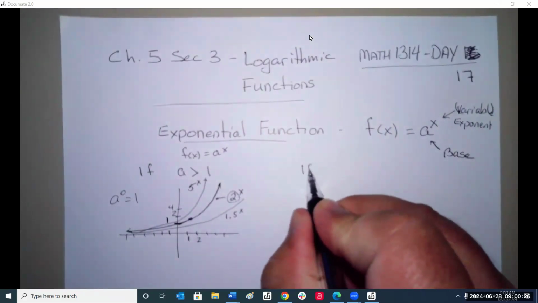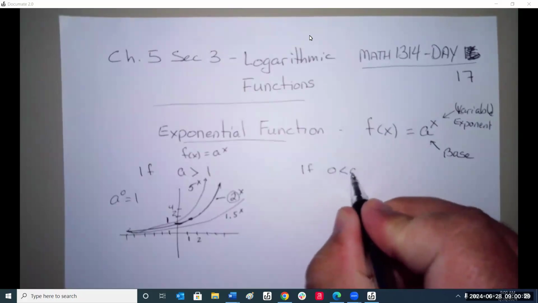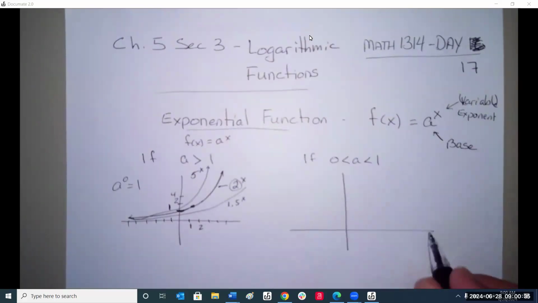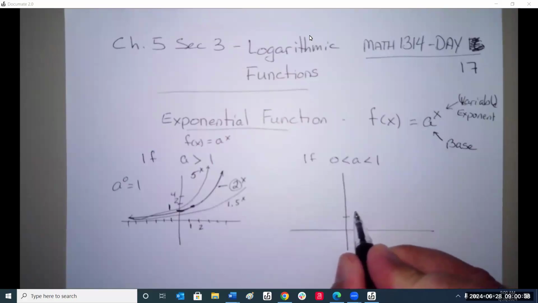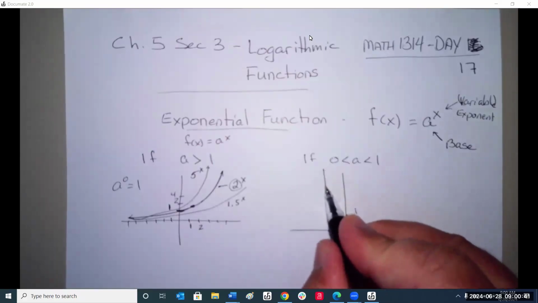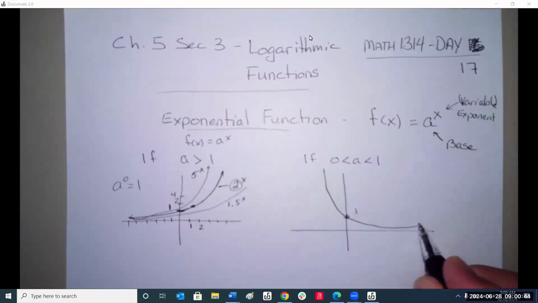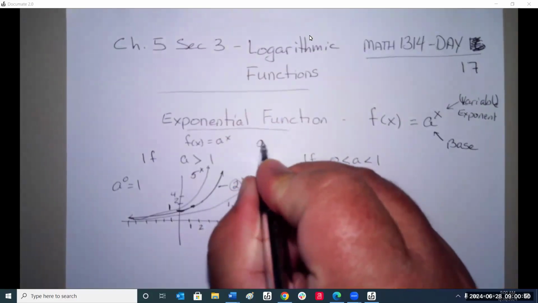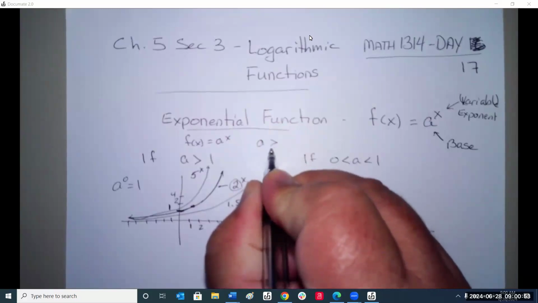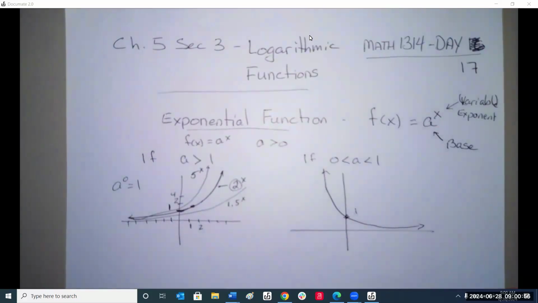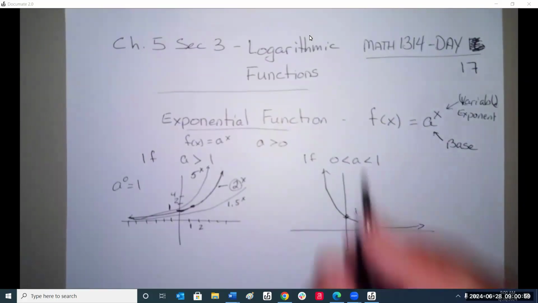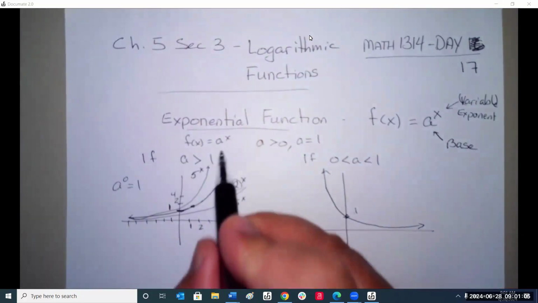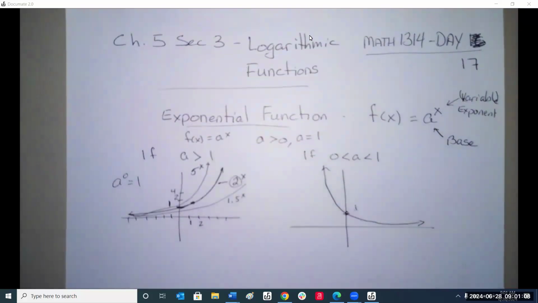And then if a is between 0 and 1, again, it crosses through 1, but this time it's a decreasing function. A has to be greater than 0. And a cannot equal 1, because 1 to anything is 1, so it'll just be a horizontal line. So that's an exponential function.